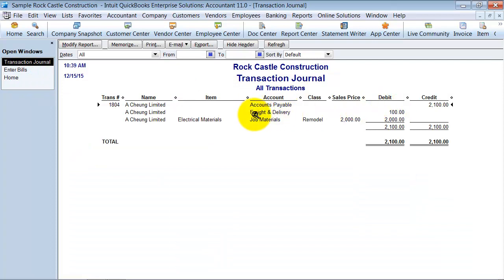All right, and then freight and delivery expense goes up by $100. And then also the job materials expense goes up by $2,000. And that's because we have electrical materials, the item electrical materials, being pointed towards the job materials account on bills. Okay, so our expenses go up by $2,100 and our accounts payable goes up by $2,100. And that is the result of entering an expense as well as a non-inventory part on a bill.